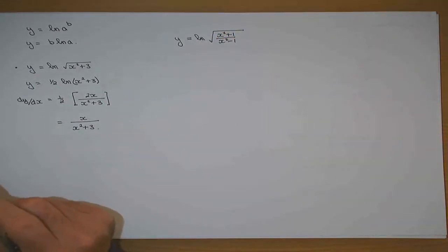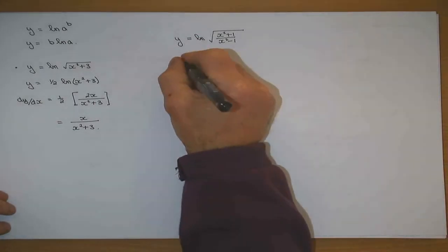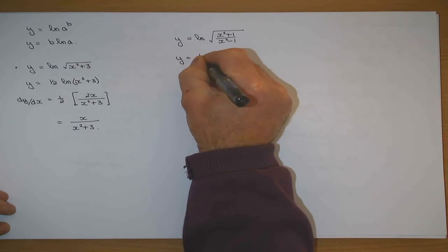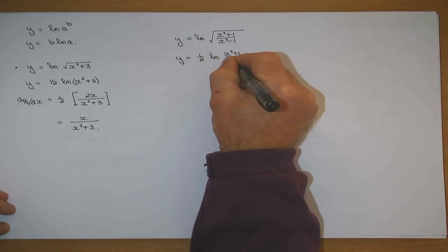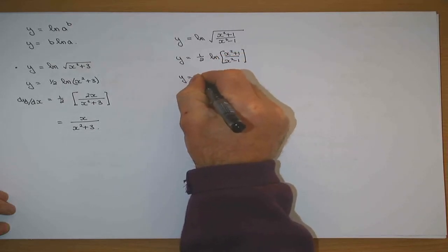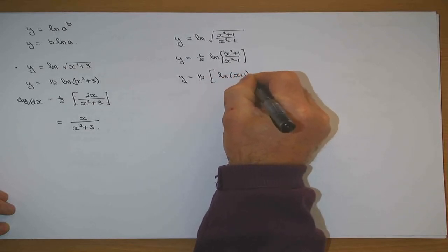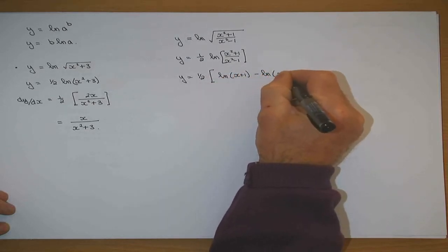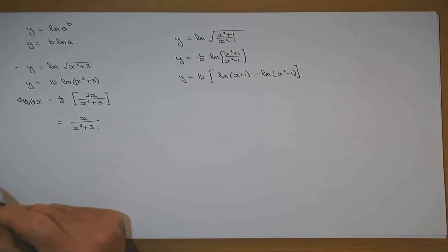Y is equal to the log of that. If I come across logarithmic differentiation, what is the first thing I will ask myself? Can I use the rules of logs? So I can use that rule. It's a half the log of x squared plus 1 over x squared minus 1. And then I can use another rule to say it's half the log of x squared plus 1 minus the log of x squared minus 1. So how many rules of logs have I used?